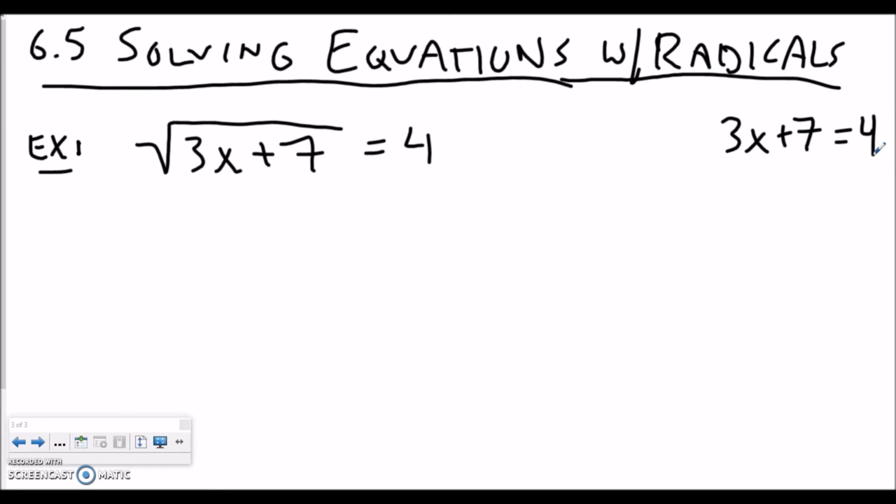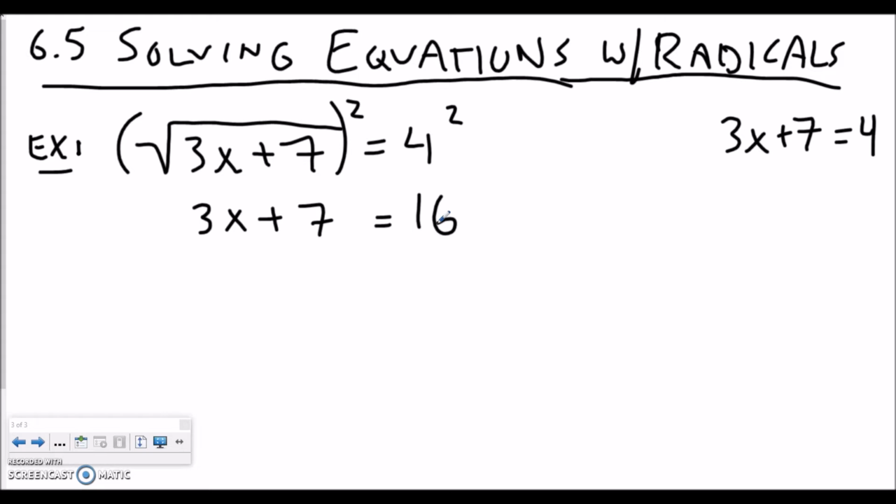And anytime we solve equations, we're always doing the opposite. So if I want to get rid of this square root on the left side, I square both sides of the equation. Whatever I do to one side of the equation, I have to do to the other side. Well, if I square a square root, that just gets rid of the square root. So that just leaves me 3x plus 7 on the left side. On the right side, 4 squared is 16.